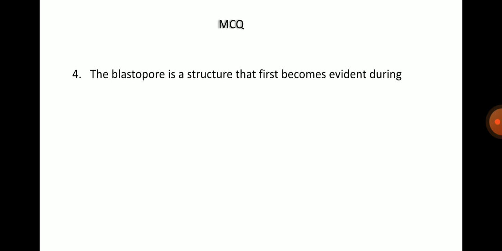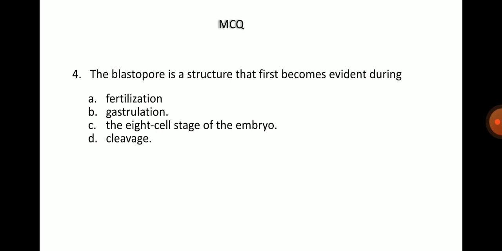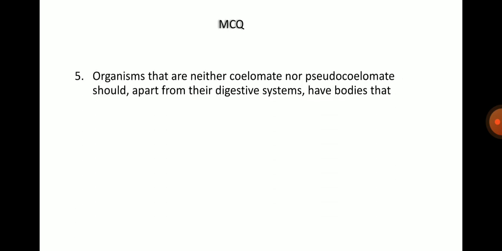Fourth question, the blastopore is a structure that first becomes evident during, options are fertilization, gastrulation, 8-cell stage of embryo and cleavage. The answer is the option B, that is gastrulation.